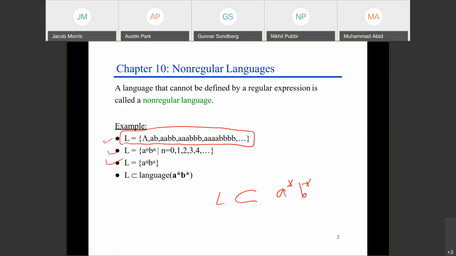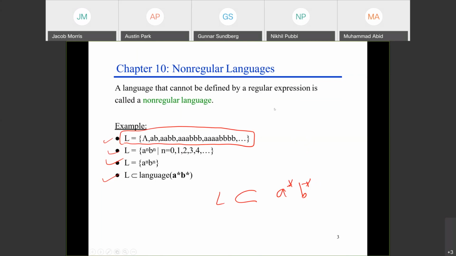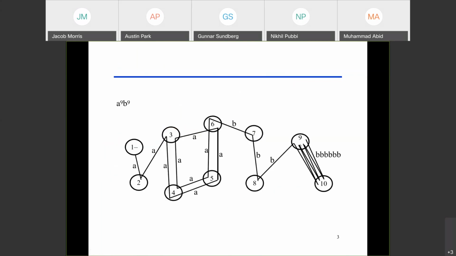Are we good? So this is good. Now we are saying that if this is the case, let's go to the next page. Now let's try to find an FA or any mathematical model to represent that. So we pick one example from a^n b^n. We said, okay, if we have a^n b^n, what about a^9 b^9? So we have this language a^9 b^9, and we want to draw some states and try to find that.